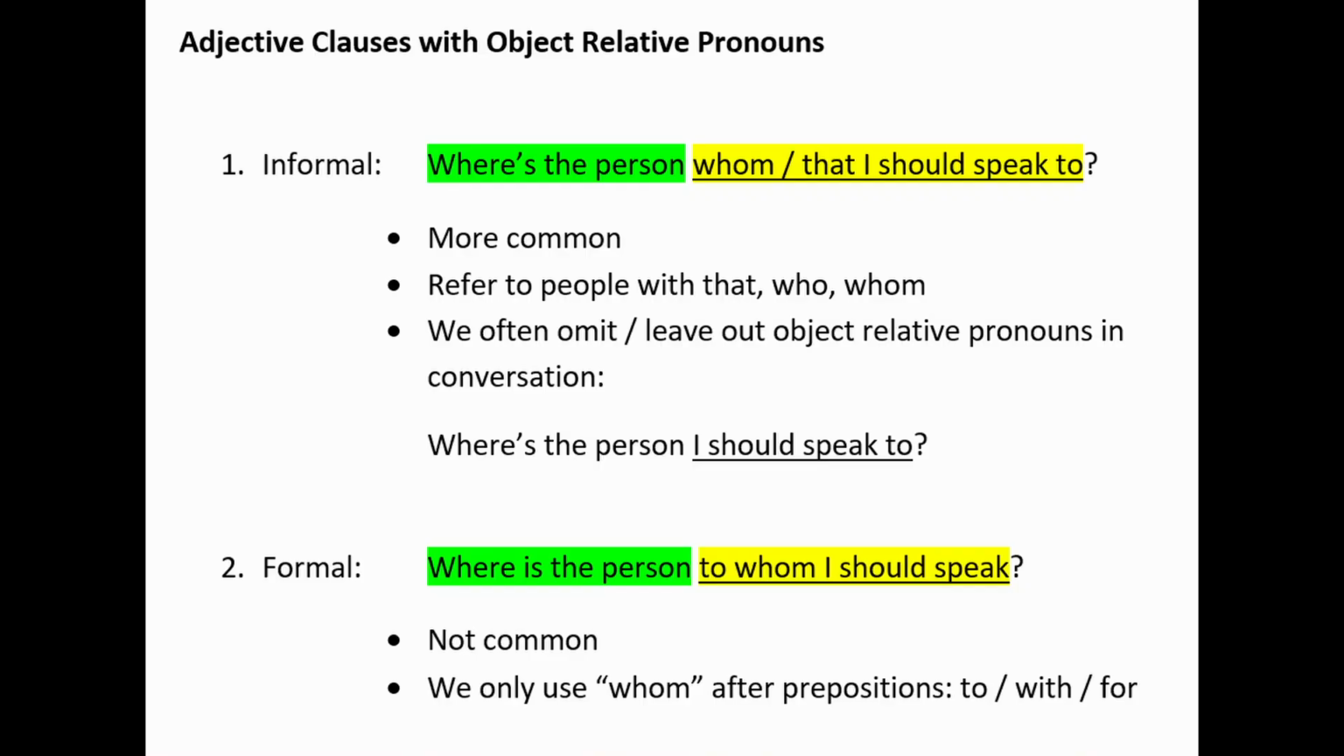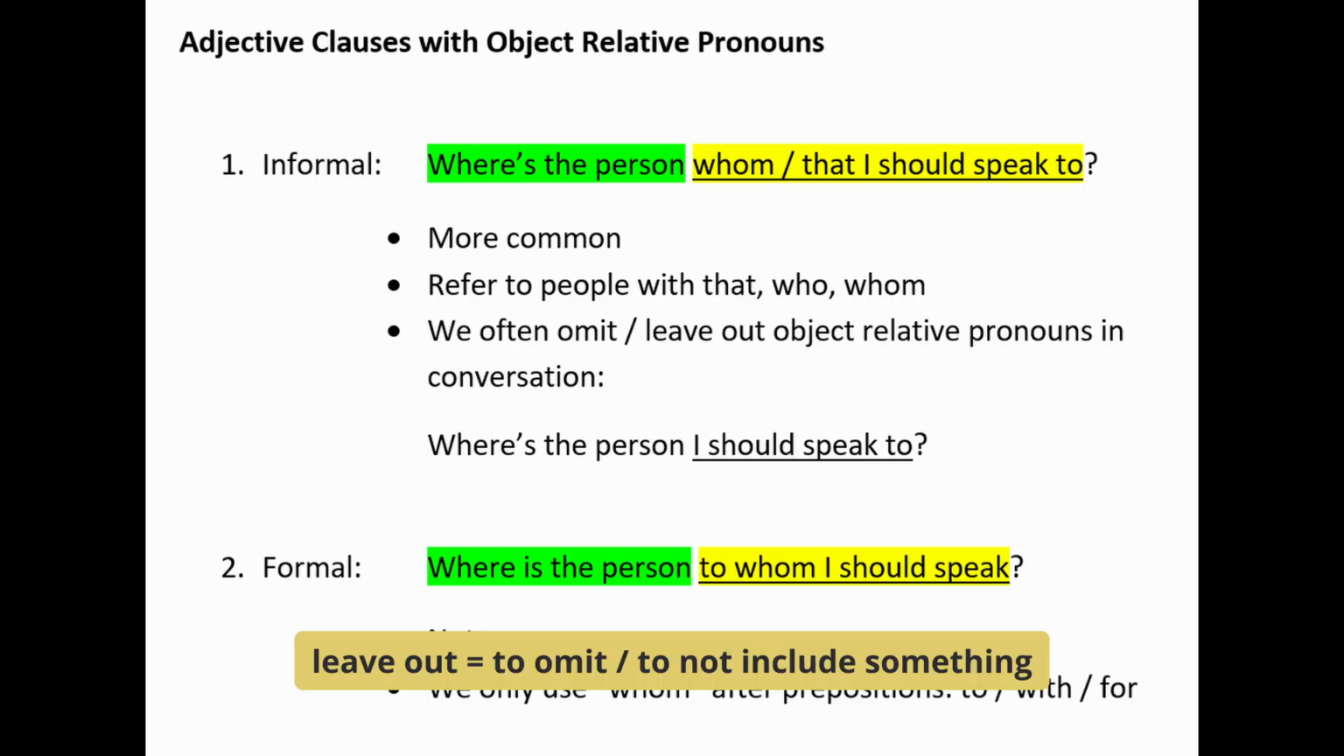That's a question, right? Where is the person, that's the main clause, that I should speak to? I'm talking about the person, so that's an adjective clause. But let's look just in yellow there. Let's break it down. Whom or that, that's the pronoun, I should speak to. What is the subject in that yellow adjective clause? The subject is I, right? I should speak, that's the verb with a modal. I should speak to whom or to that person, right? So I speak to that person. I is the subject, speak is the verb, to that person. That's your object, okay? So we call it an object relative pronoun, all right?